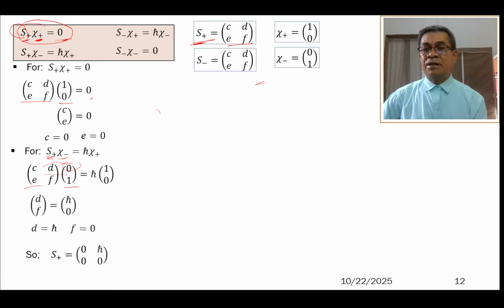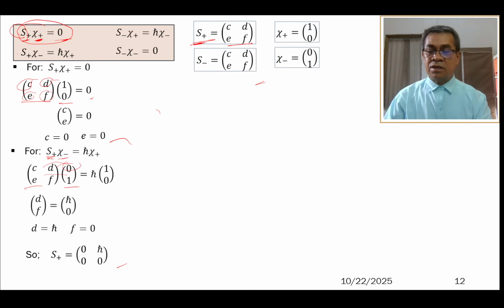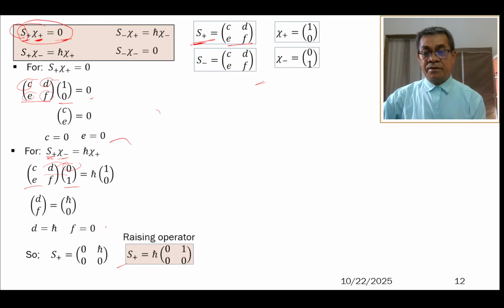Then substitute the values. C is equal to 0. D is equal to H bar. E is equal to 0. F is equal to 0. So we have this result. Then we can notice, we can take out the constant common factor, and we come up with that, and therefore this is our raising operator. And for the raising operator, remember, H bar times the 2 by 2 matrix, 0, 1, 0, 0.